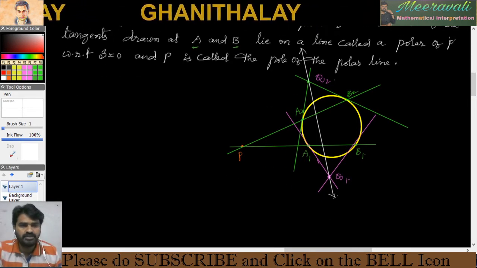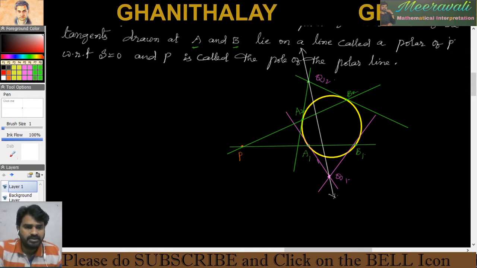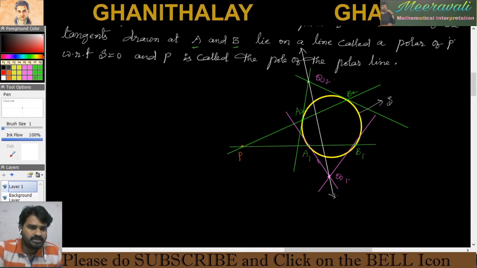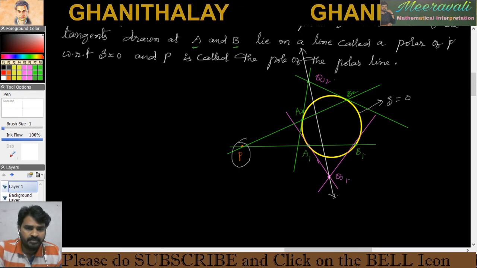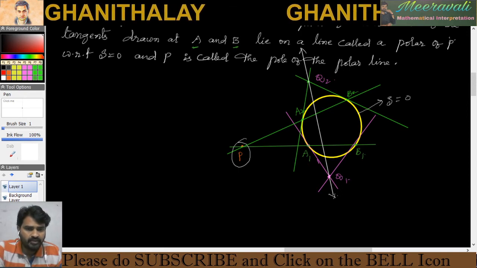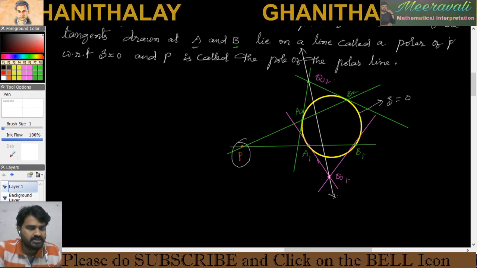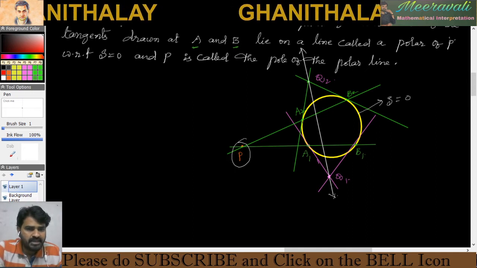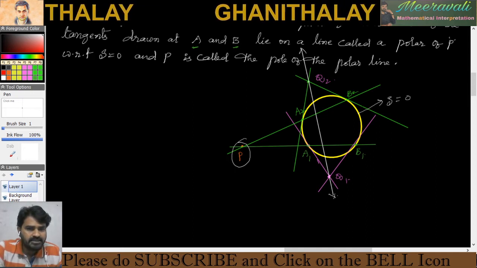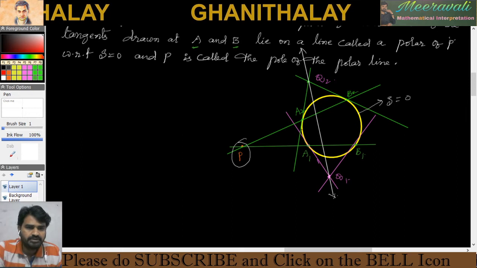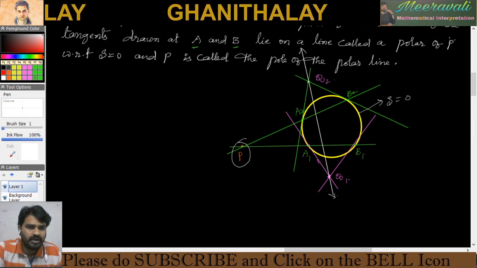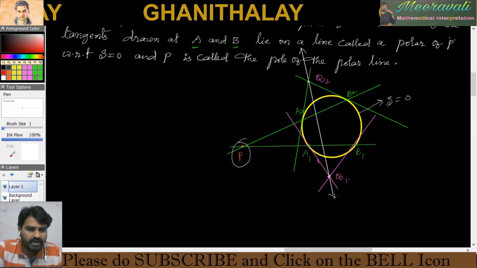So that means to draw a polar of P, first you need to take the circle S is equal to 0 and the point P. By taking this point, you can draw an intersecting line to the circle. It will meet the circle in 2 points. At these points, if you draw 2 tangents, they will meet at a point.